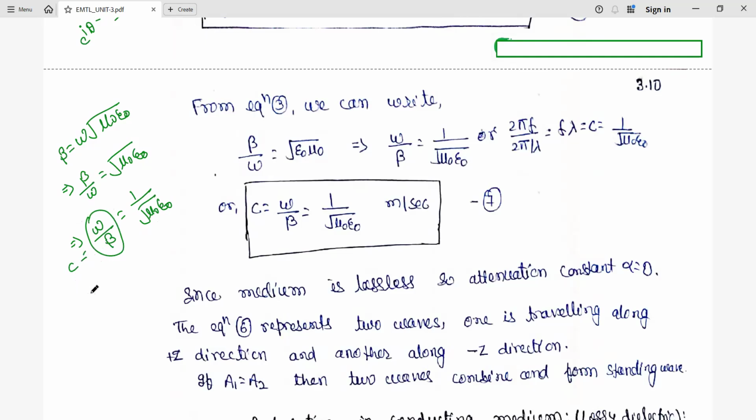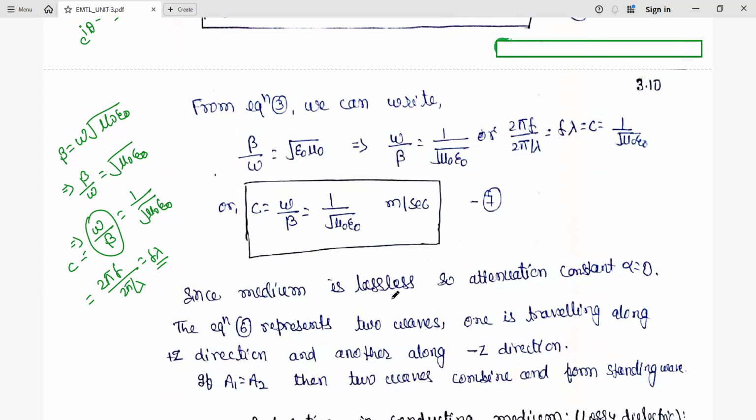This one we can also see like this: omega is 2 pi f, beta is 2 pi by lambda. This is equal to f into lambda, that is the velocity of light here. Okay. And the velocity of light is 3 into 10 to the power 8 meter per second.